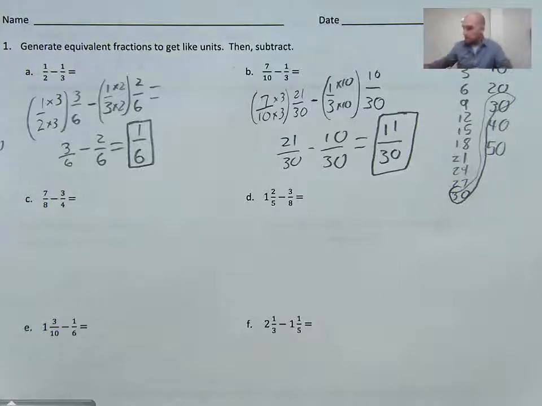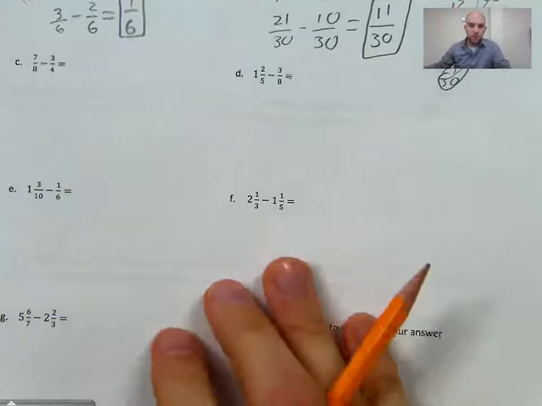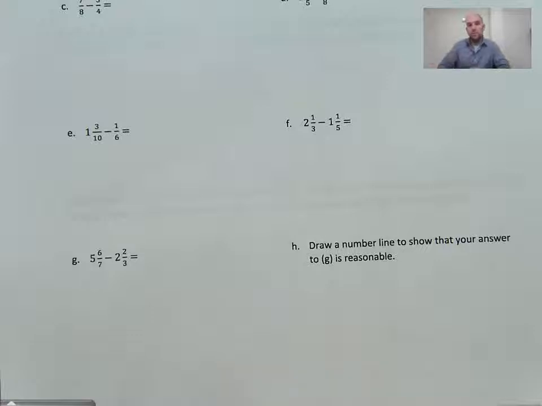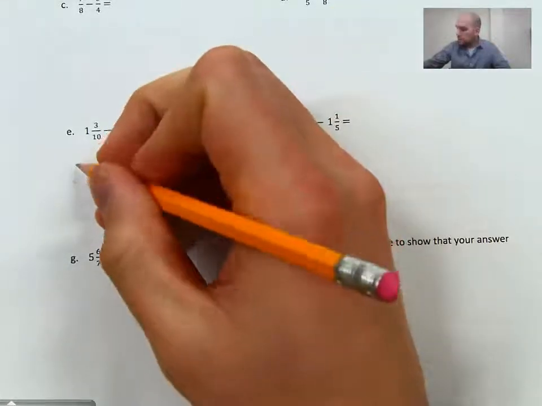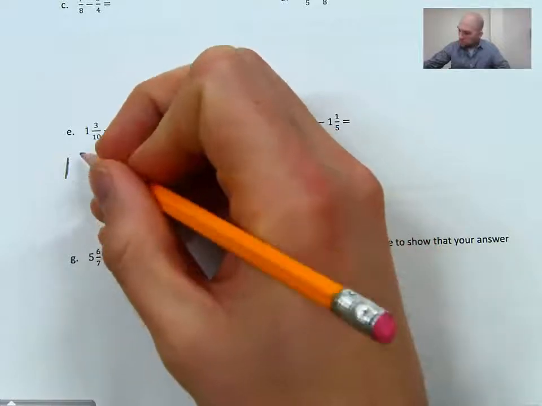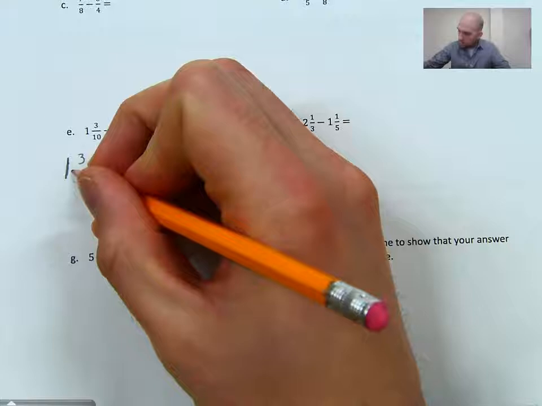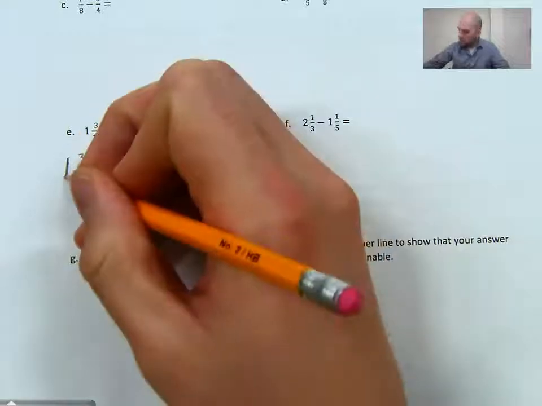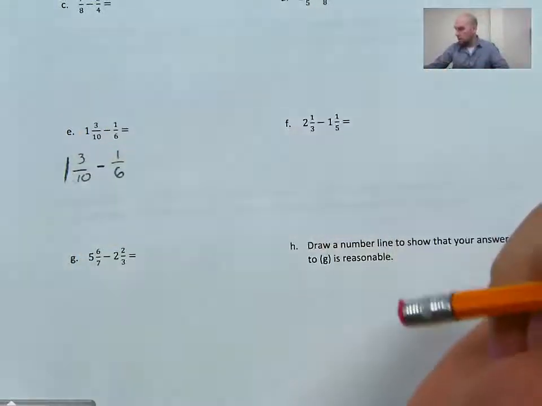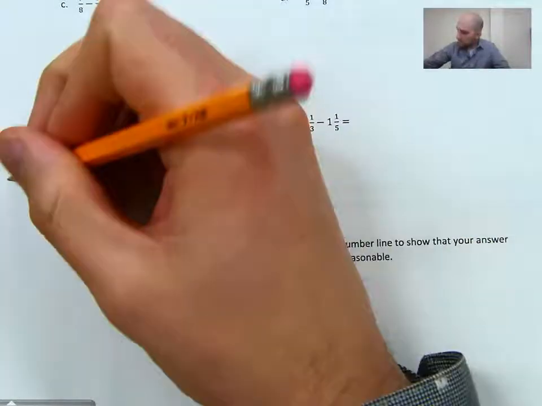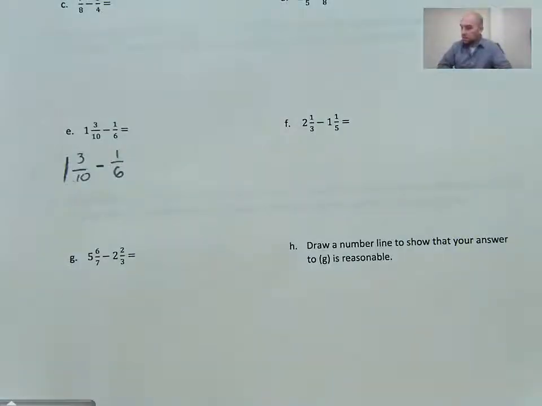All right, so let's skip to one that has some mixed numbers in it here. We'll go right to letter E. We have 1 3/10 minus 1/6. So we can also look at this as 1 3/10 minus 1/6. We're going to have to find a common denominator between 6 and 10.